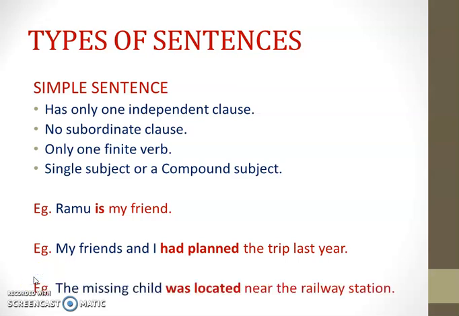Coming to the third example: the missing child was located near the railway station. The subject is the missing child. The finite verb is "was located", and there are no subordinate clauses. There are no other finite verbs other than "was located". Please don't confuse "missing" as a finite verb. It is not a finite verb. It is the ing form of a verb acting as an adjective. It is actually describing the child, the missing child. So there is no other finite verb in this sentence. Hence, the sentence is a simple sentence.